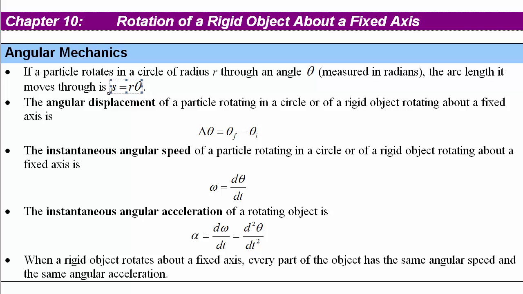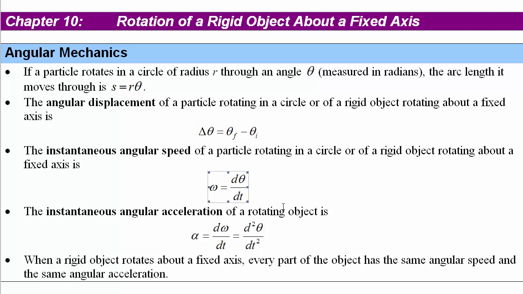year physics as well. So the arc length traveled by a particle that's rotating around a circle and does rotational angle theta is r times theta. You multiply the radius by the angle that it changed through. The angular displacement is just the change in angle.